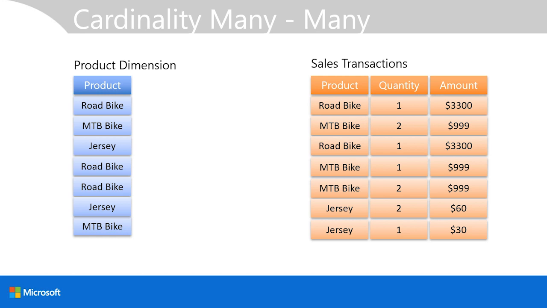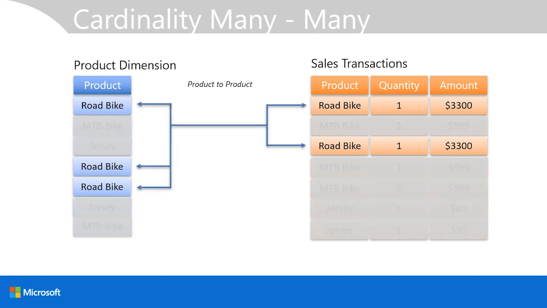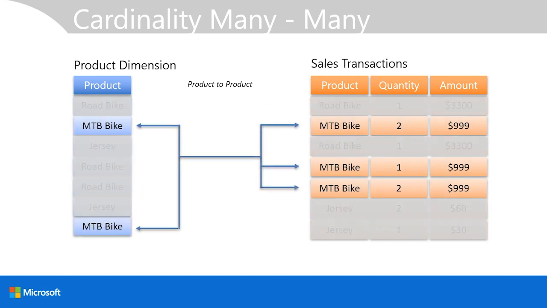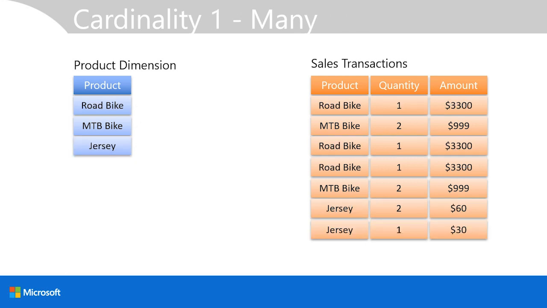If this was a many-to-many relationship, the way that we have things all set up here, we would end up with something like this, where we have road bikes on the product side relating to the sales transactions like so. So we have many-to-many. The mountain bikes are doing the exact same thing.